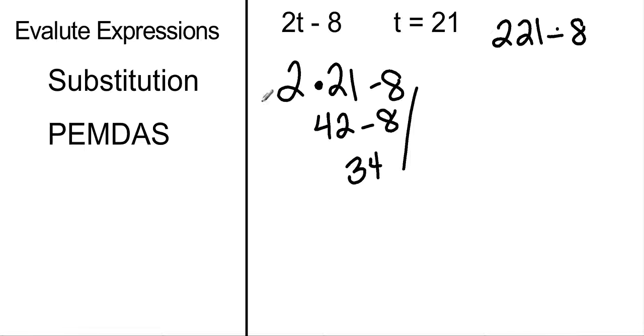So again, we're using our order of operations. It's an expression because there's no equal sign. We're working our way down and simplifying each step as we go. So you try this next one.